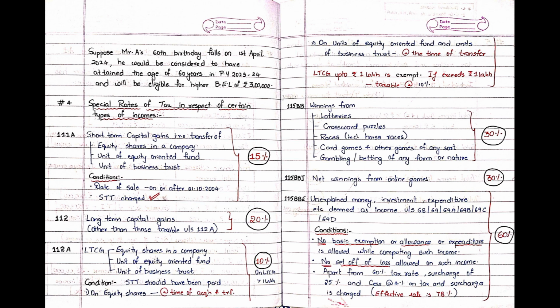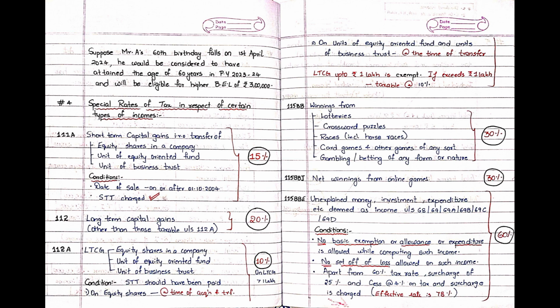So there is a CBDT clarification regarding attaining of prescribed age of 60 years or 80 years on 31st March itself in case of senior citizens or super senior citizens whose date of birth falls on 1st April. So here Mr. A's 60th birthday falls on 1st April of 2024. So at the time of filing of return for the previous year 2023-24, in the assessment year 2024-25, he will be considered to have attained the age of 60 years in the previous year itself. So he is eligible for higher basic exemption limit of rupees 3 lakh.